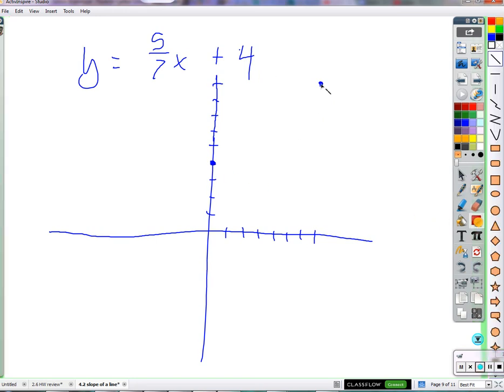Now we have 2 points. 2 points are enough for a line. Here's our line. There we go.